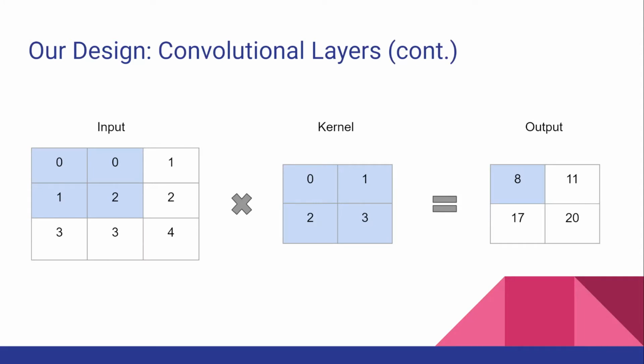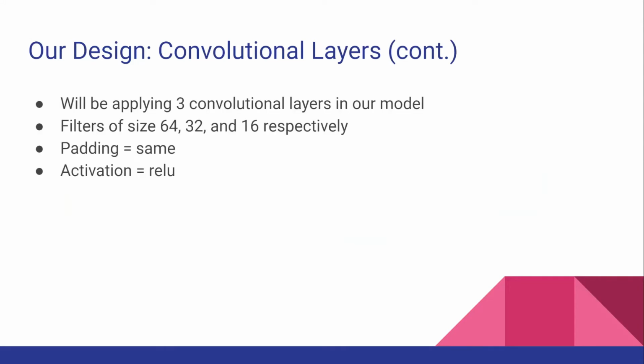A quick demonstration has been provided here in which the kernel is applied to the blue shaded region of this input tensor and then produces the blue shaded region of the output tensor. Now our model is going to be applying 3 convolutional layers. Each convolutional layer is going to have a filter of size 64, 32, and 16 respectively, and they're each going to have padding equal to same, and their activation is going to be ReLU.